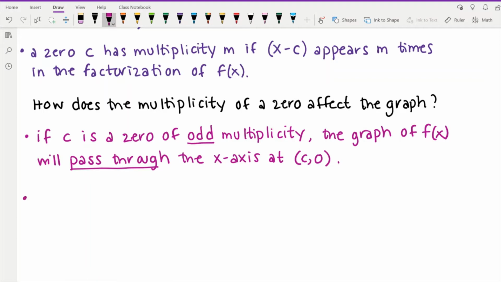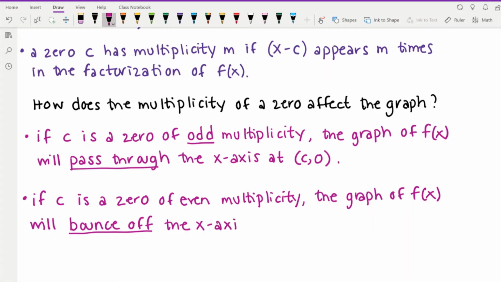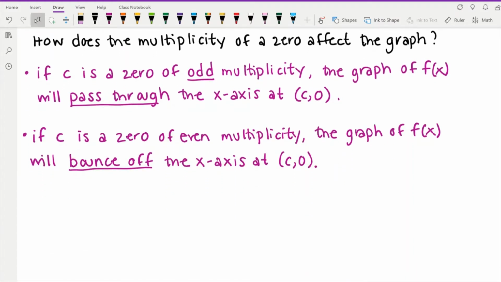On the other hand, if c is a zero of even multiplicity, then the graph of f of x will bounce off. So it will touch the x-axis but not pass through. So again, in either case, it's still an x-intercept. It's still touching the x-axis, but it's fundamentally different in terms of how that will impact the shape of the graph.